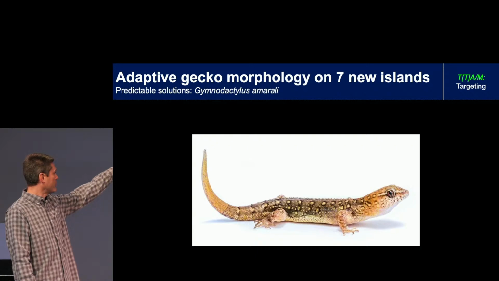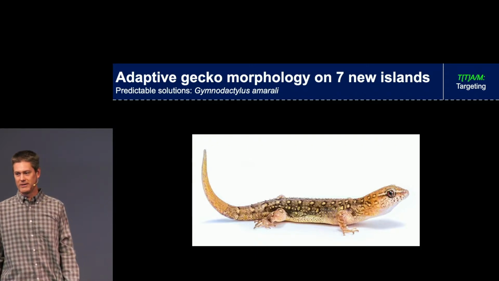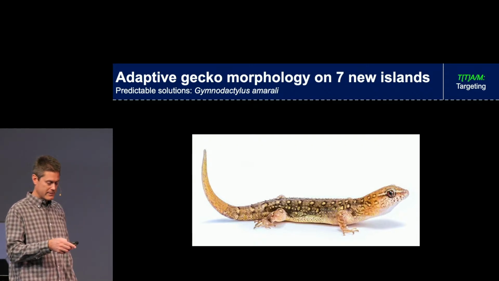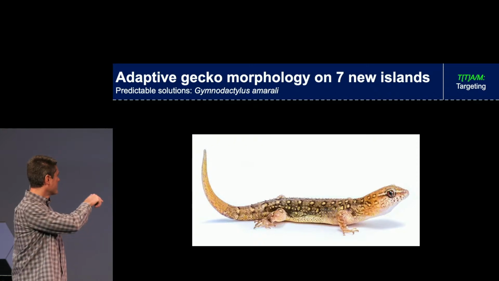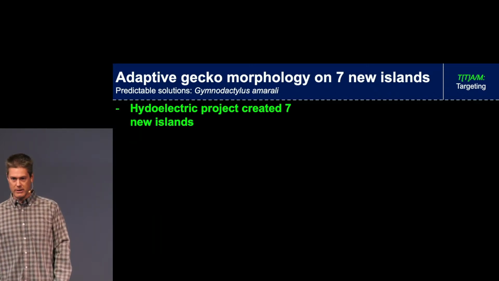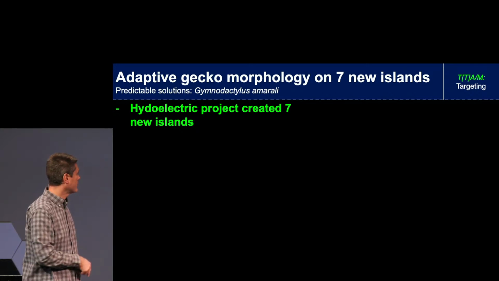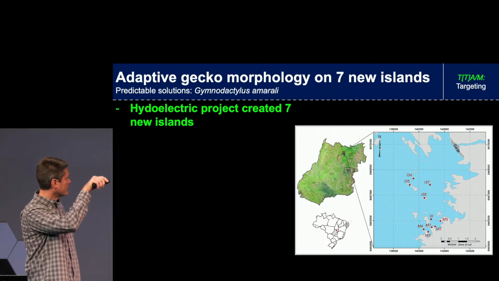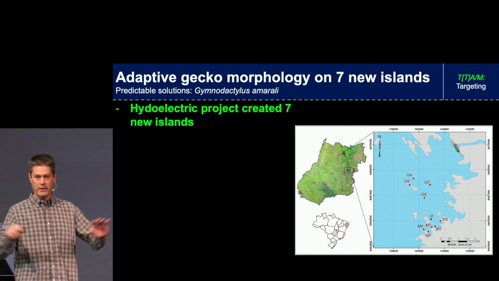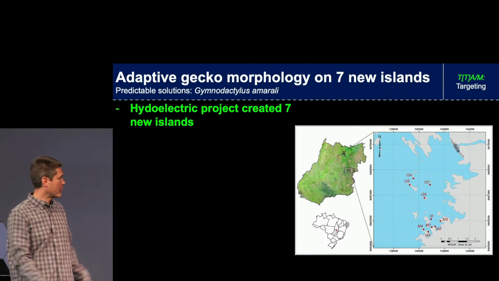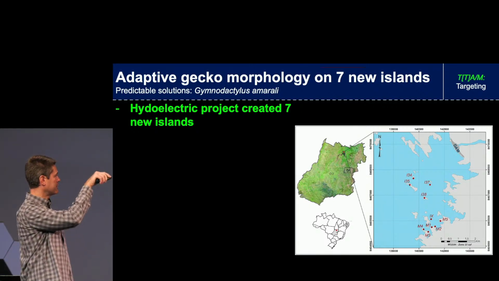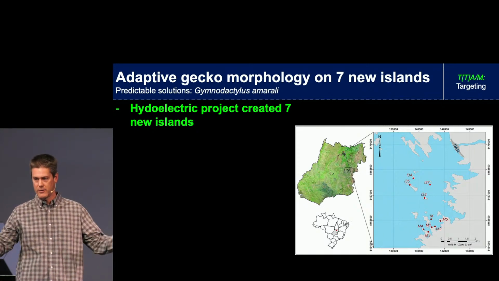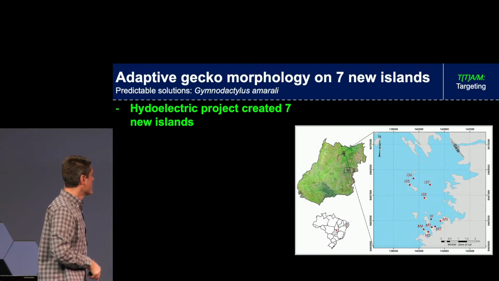This is a Gymnodactylus amarali, a gecko, okay? There's a study done on gecko when 7 new islands were created and something strange happened to the gecko populations. Basically there's a hydroelectric project that flooded an area and made 7 islands. So here's a map of what it looked like. This is in South America, so you've got these islands that show up here. There's a dam here. So it flooded this area. There was 1 population of geckos in this area, and now there are 7, actually 8, populations isolated from each other and isolated from the mainland. So there's now 8 populations of geckos from an original first population.